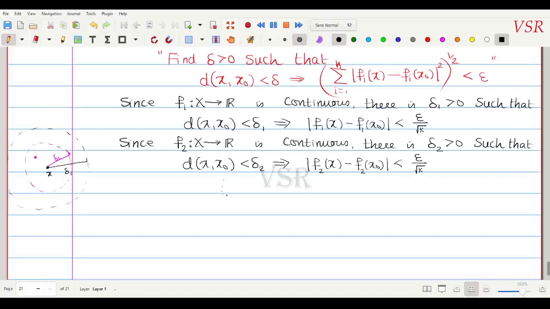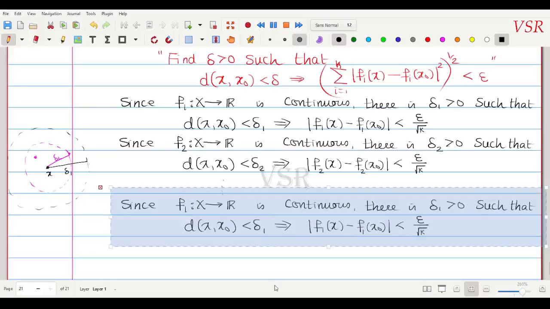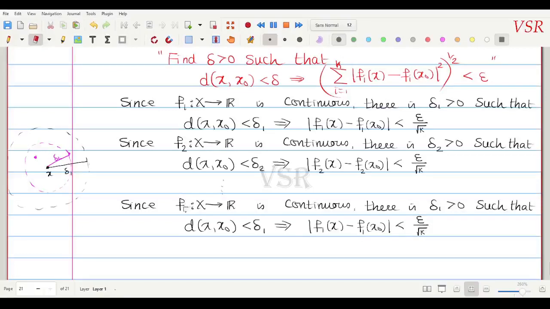அதே தான் அப்படியே கொண்டு வரேன். Since fk is continuous at the point x naught, we will have: since fk from X to R is continuous, there exists delta k positive such that whenever this distance is less than delta k, then modulus of fk of x minus fk of x naught is less than epsilon divided by root k. ஓகே, அப்படியே கண்டினியூ பண்ணியிருக்கேன். f1, f2, fk இதெல்லாம் கண்டினியூஸ்ங்கிறதுனால we can find delta 1, delta 2, delta k. இப்போ இது எல்லா கண்டிஷனும் சாட்டிஸ்ஃபை பண்ணணும்னா என்ன பண்ணணும்? We need to take a minimum of these delta 1, delta 2, delta k.